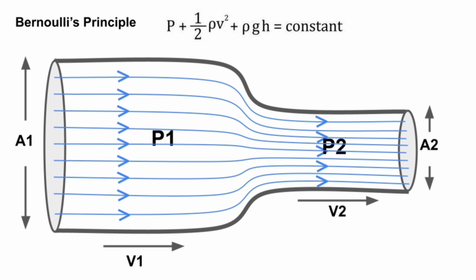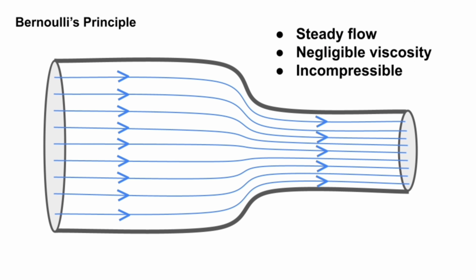From the continuity equation, we can derive that V2 is greater than V1. Now, if we consider that both portions of the pipe are at the same height, we can ignore potential energy from Bernoulli's equation and we find that P1 is greater than P2. So from Bernoulli's principle, we can see that an increase in the speed of a fluid occurs simultaneously with a decrease in pressure. For Bernoulli's principle to be applicable, the fluid must be in a steady flow, the fluid must have negligible viscosity, and the fluid must be incompressible.